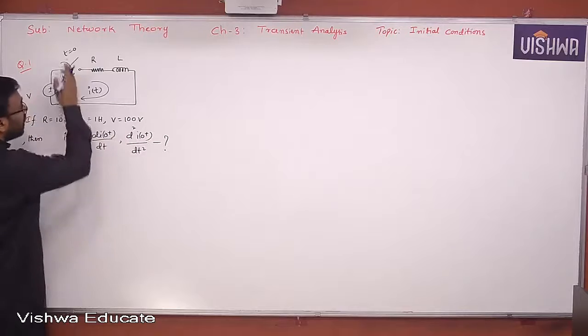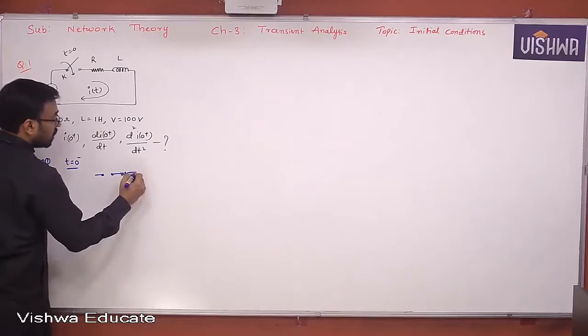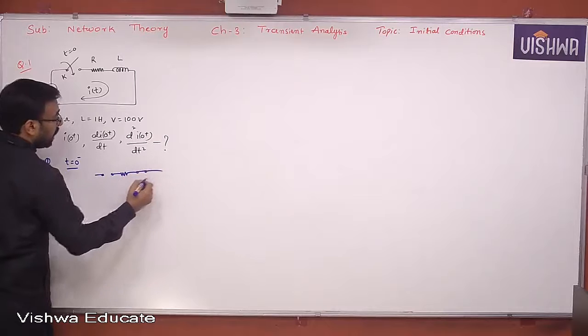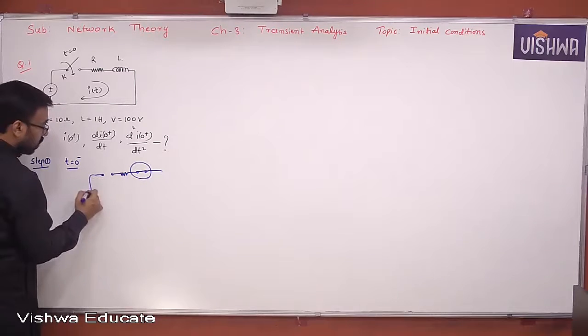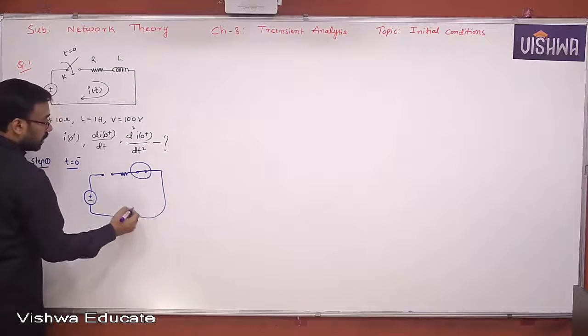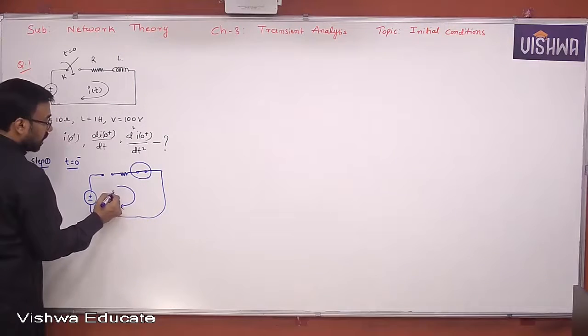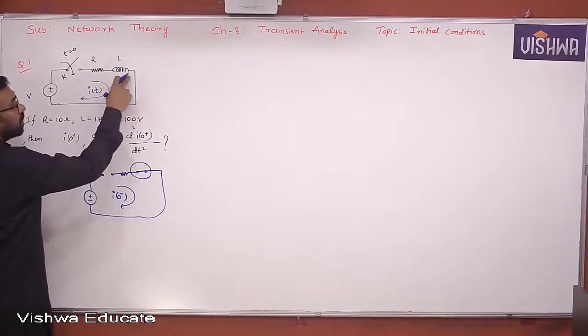At t equal to 0 minus, the switch is open. What is the equivalent? Just look at this. The inductor acts like a short circuit. This is an inductor, remember all of you. And this is the voltage source already given. So the current flowing here is i(0-). i(0-) and iL(0-) are the same because current i is the current through the inductor.